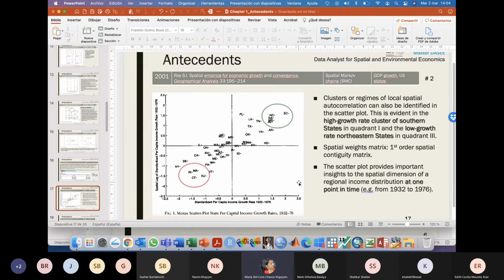In this Moran scatter plot, as you can see, the values of the variable per capita income are standardized. So this point in the middle, the crossing lines, is an approximation for the country average. From the country average to the right-hand side, we will have higher values. To the left-hand side, lower values. And in the vertical axis, we will find the spatially lagged values for each state.